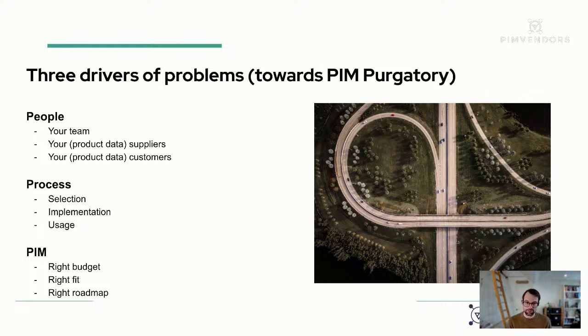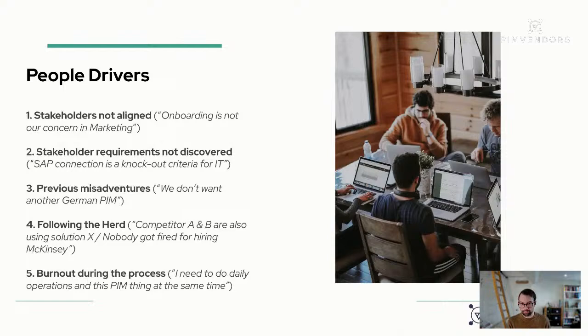And of course, you can also just select the wrong PIM for you, right? So you could have the wrong budget in mind for the complexity of your organization. It could be the wrong fit, a PIM that is not right for your organization. And it could be a PIM with, well, the wrong roadmap. They might be building towards a different industry or focusing on a different vertical than the one you're in, which basically means that you're stuck with the current product and won't see a lot of, or any, updates that are relevant for you. So diving deeper into those people drivers, we have the misalignment of stakeholders.